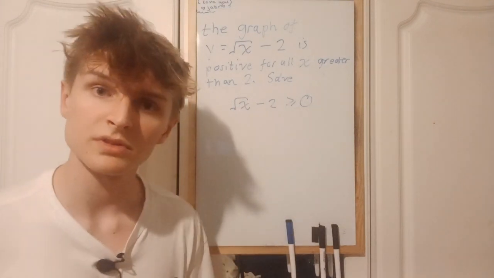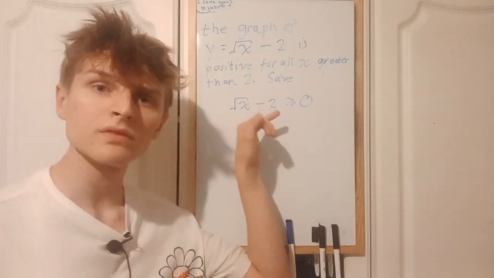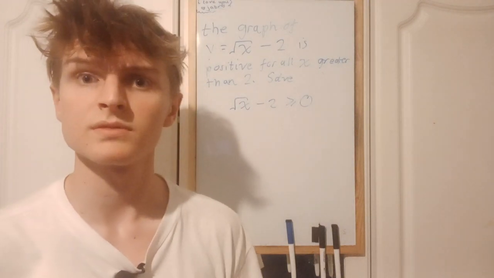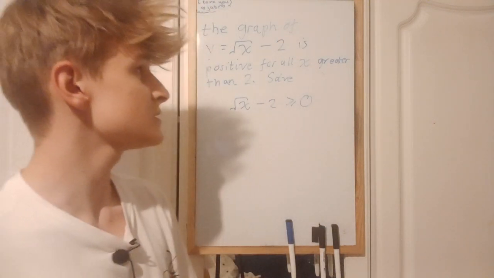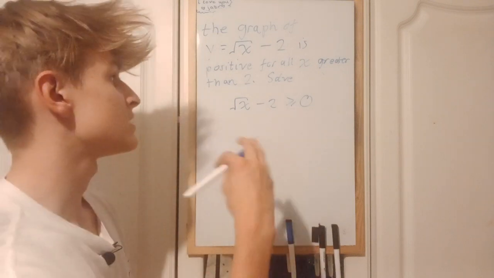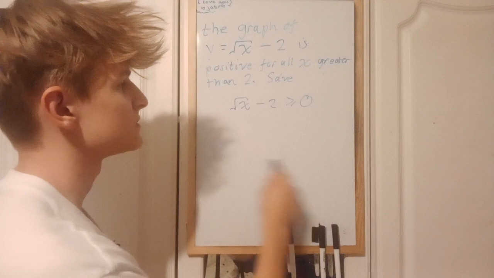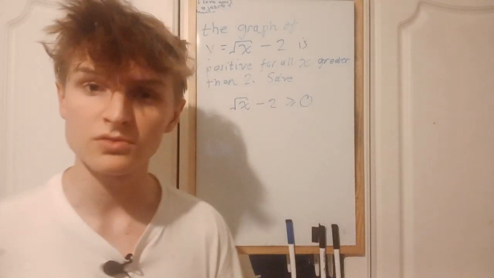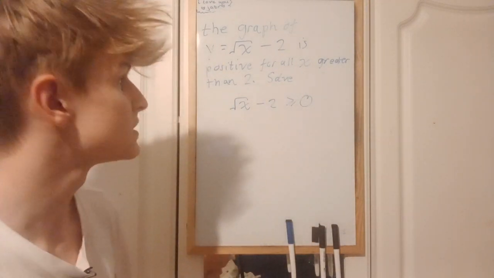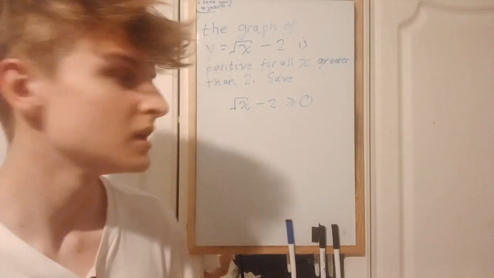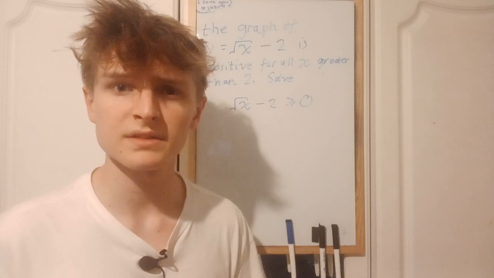And the question we're going to solve is square root of x minus 2 is greater than or equal to 0, and we're going to try and solve this in set notation. The question tells us that the function always outputs positive numbers when x is greater than 2, which means that to solve it, we just need to write down the solution that x has to be greater than or equal to 2. So how do we do that in set notation?